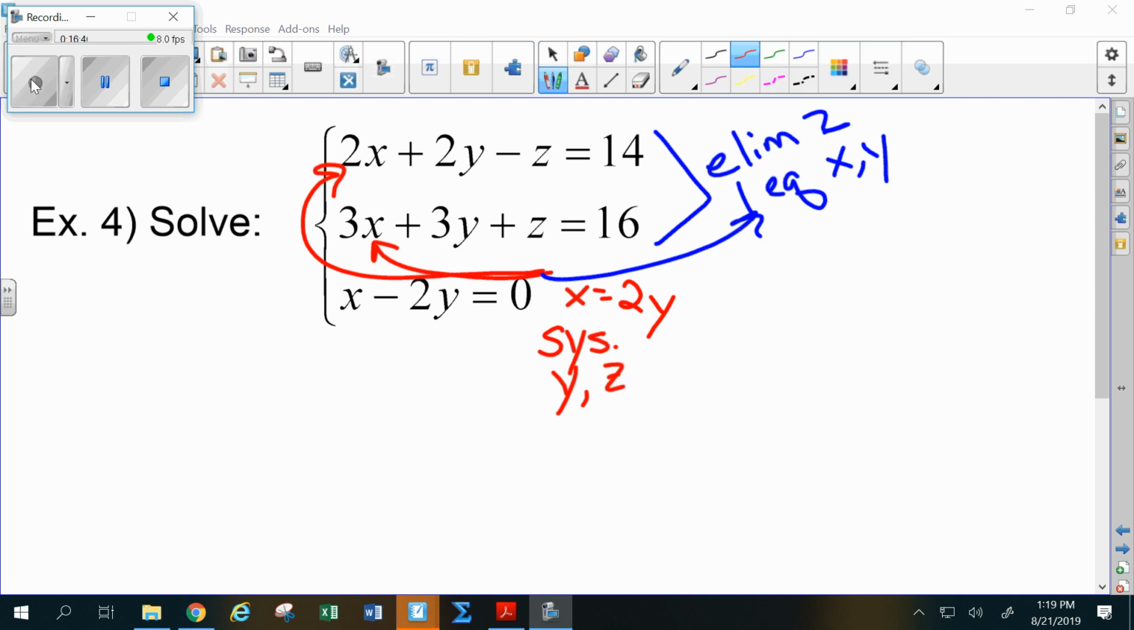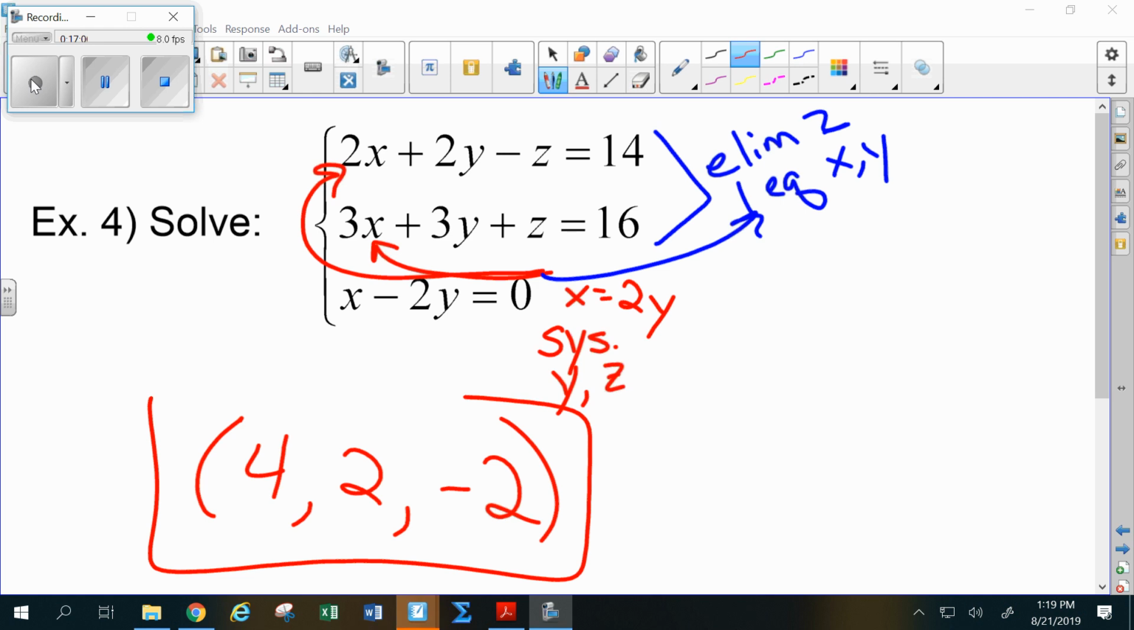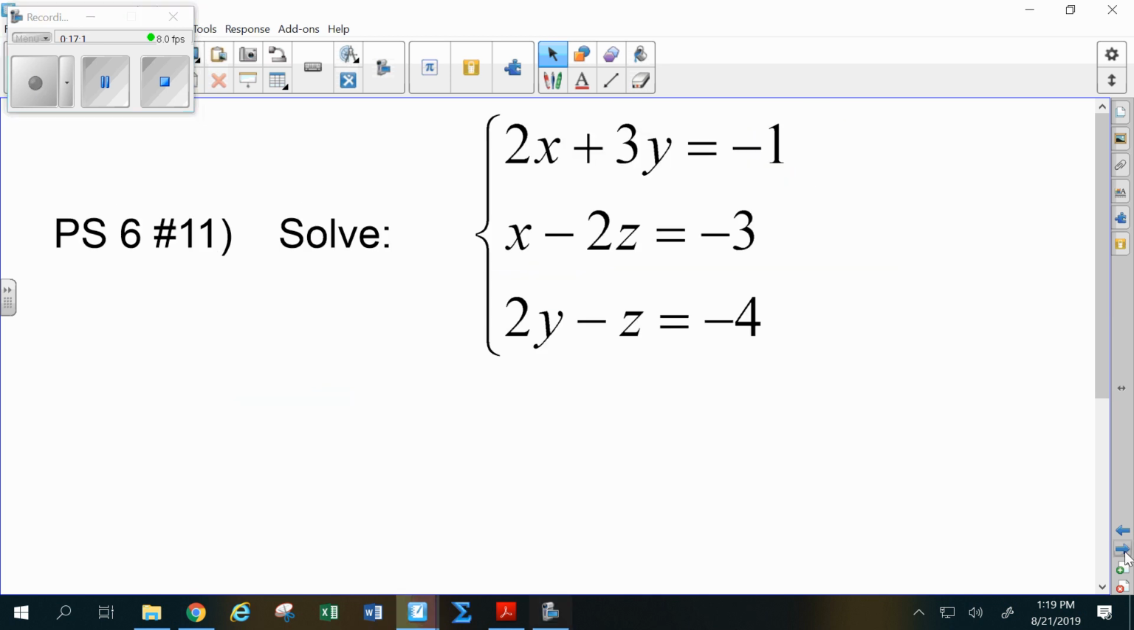Right, since most of you have finished, what did you get for x? Y? Z? And do those all three work if you plug them into the equations? Yes. Any questions about that one? Okay, then as you begin your new problem set, let's start with number 11. This system is a little bit different.